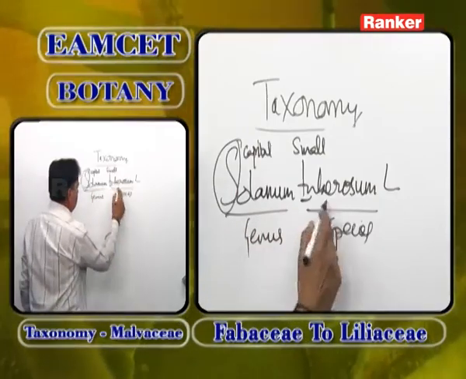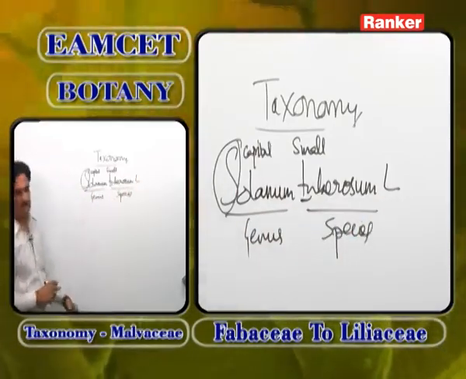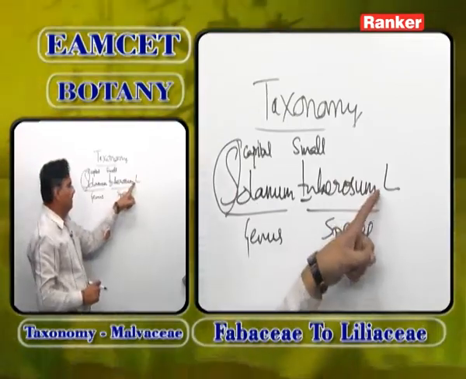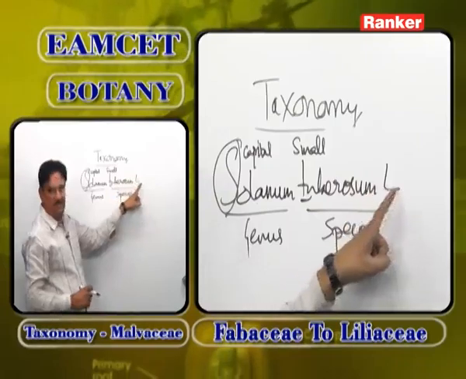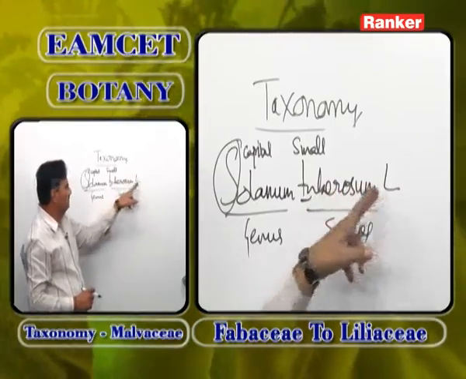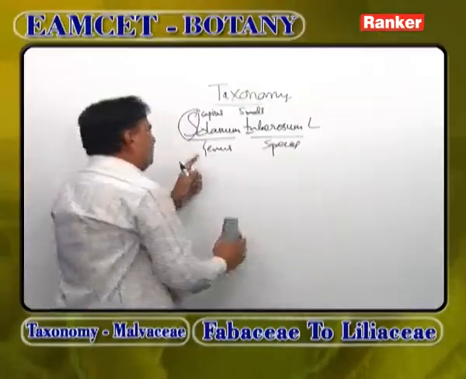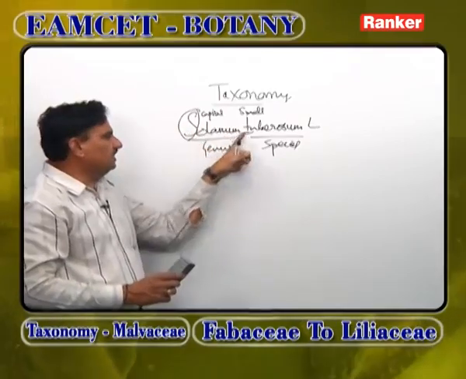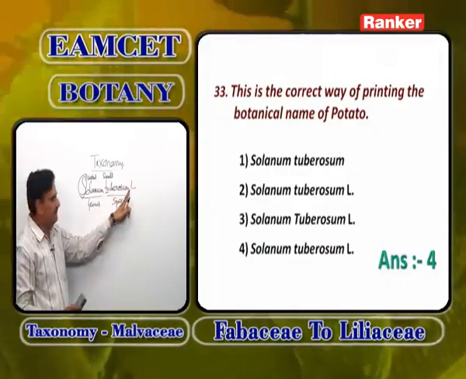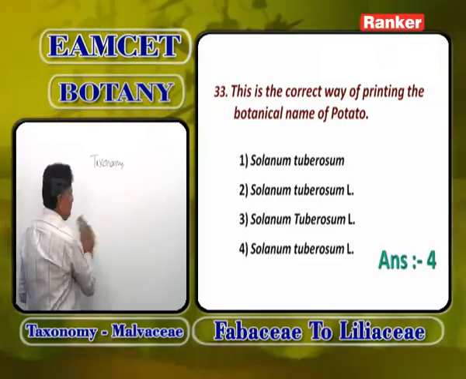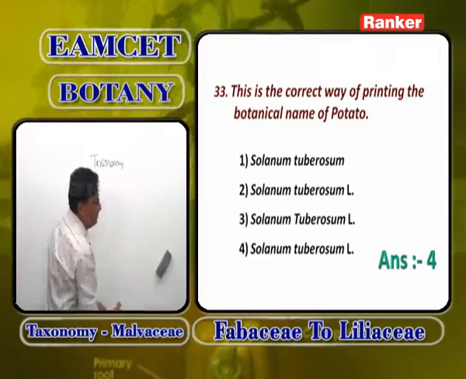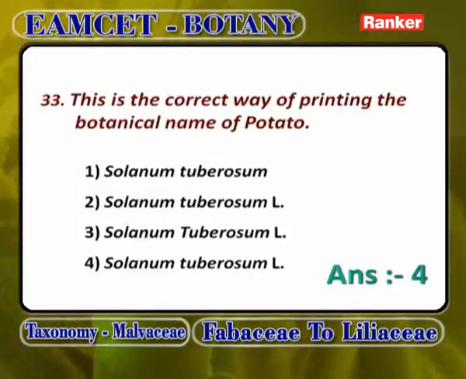After the genus name and species name, the name of the scientist who discovered the plant or species must be written. There must be no punctuation between the species name and the scientist name. That means between tuberosum and L, no comma, no full stop, no semicolon is used. So the correct way is capital S, small t, no punctuation between species and the scientist name. So the answer is Solanum tuberosum L. Here the answer is the 4th option. Solanum must start with a capital S. Tuberosum must start with a small t, and after that the name of the scientist is written. So the answer is Solanum tuberosum L.